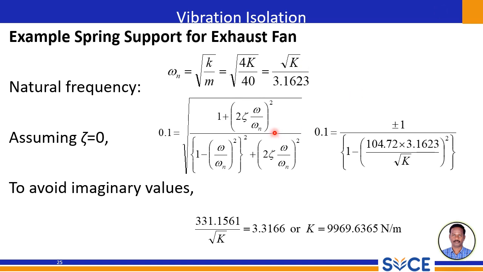By substituting this omega n in the transmissibility that is already given in the problem, it is 0.1. The only unknown will be K. By solving and simplifying this further, we get the stiffness of the system to be 9969.6 Newton per meter.